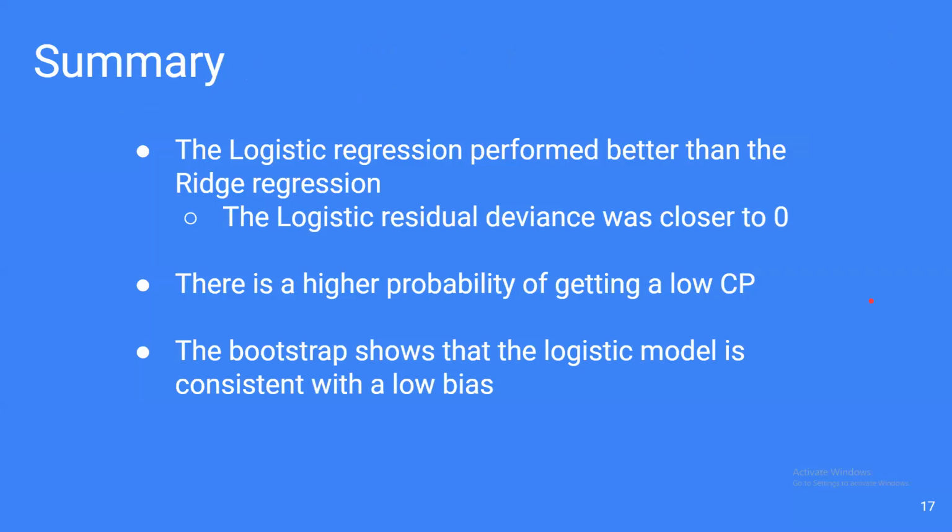So, a summary of what we have is that the logistic regression performed better than the Ridge regression, since the logistic residual deviance was closer to 0. Also, there is a higher probability of getting a low CP value. Then, the bootstrap shows that the logistic model is consistent with a low bias. This would be all from our part. Thank you very much.